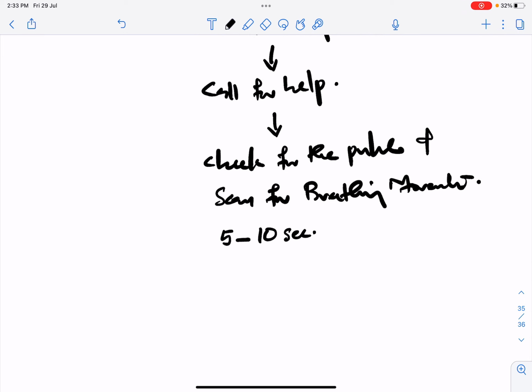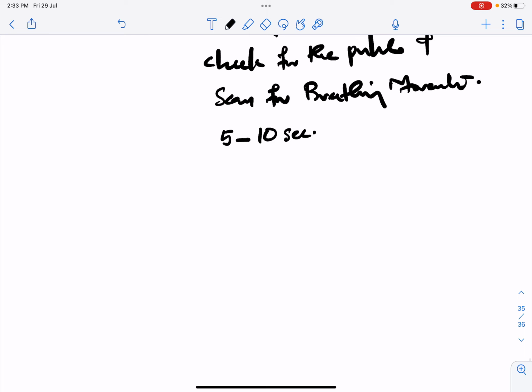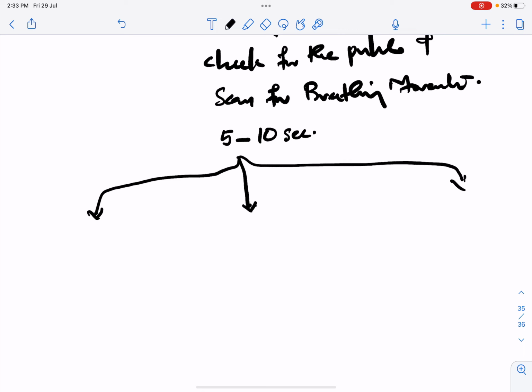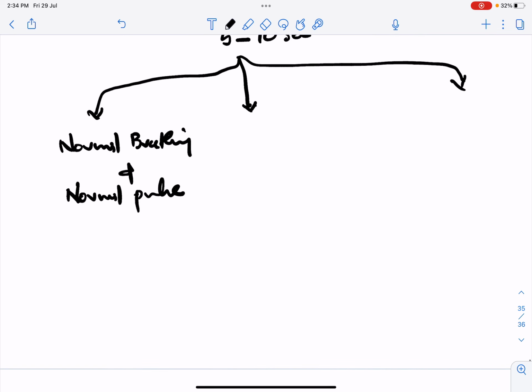Simultaneously you should scan for breathing movement. So after this step, you can have 3 different conditions. First, you find normal breathing and a normal pulse. In this situation, you have to do nothing, just monitor the patient until the emergency team arrives.